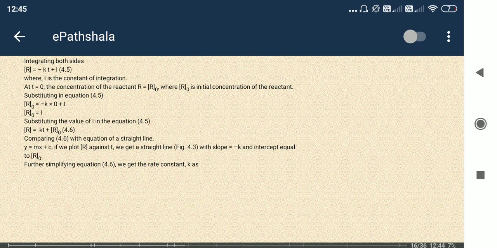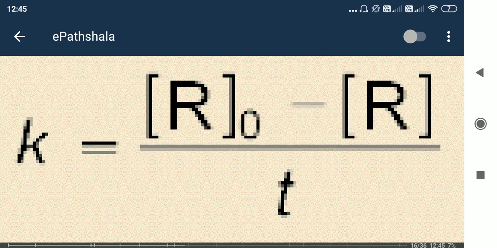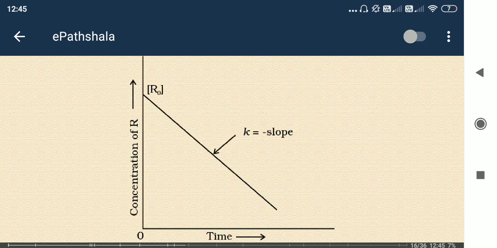Here we can compare this equation with y = mx + c, right? So this is the straight line equation, and the graph will be a straight line like this. As time increases, the concentration decreases. In case of this straight line, the value of the slope is actually -k, the reaction rate constant.